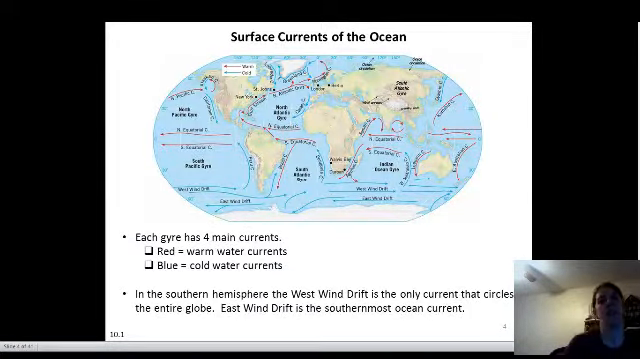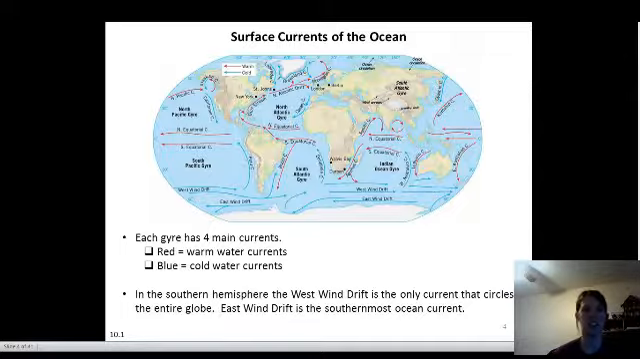So, this is an image of the 5 gyres. Each gyre has 4 main currents. The red are the warm currents, and the blue are the cold currents. In the southern hemisphere, though, the west wind drift is the only current that circles the entire globe. The east wind drift is the southernmost ocean current.